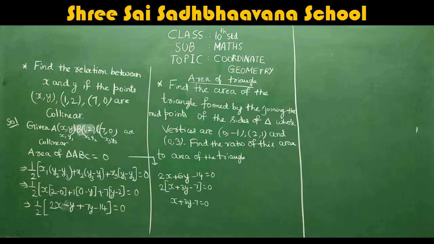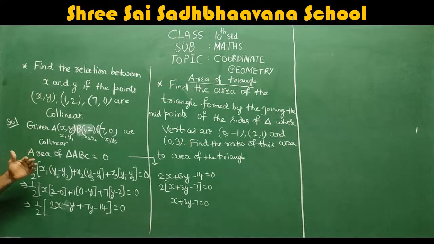It doesn't mean that whenever you see coordinates, we have to find the area of a triangle, and doing it directly without seeing the condition is not correct. Okay? Find the relation between x and y if the points (x, y), (1, 2), (7, 0) are collinear. And what I told in the last class, collinearity. How can you prove that collinearity concept using the area of triangle?